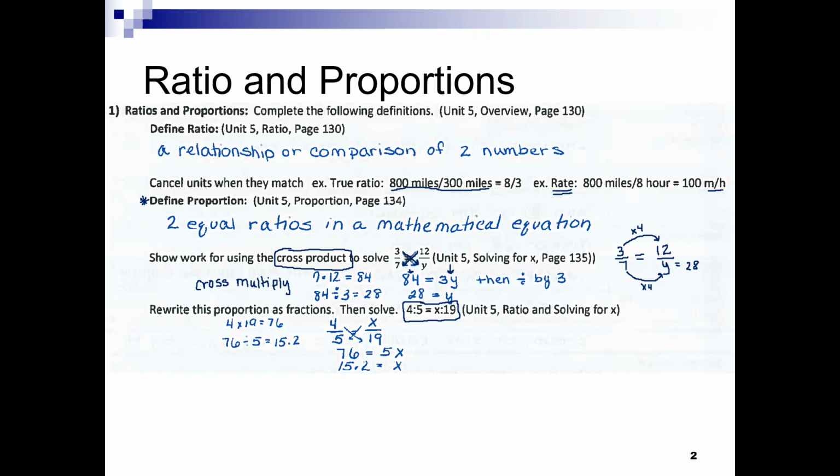Again, I solved using the cross product idea. So I took on the first diagonal 4 times 19. That gave me 76. And then I took x times 5. That gave me 5x. To solve, I divided both sides by 5 to get x by itself, and that gave an answer of 15.2.